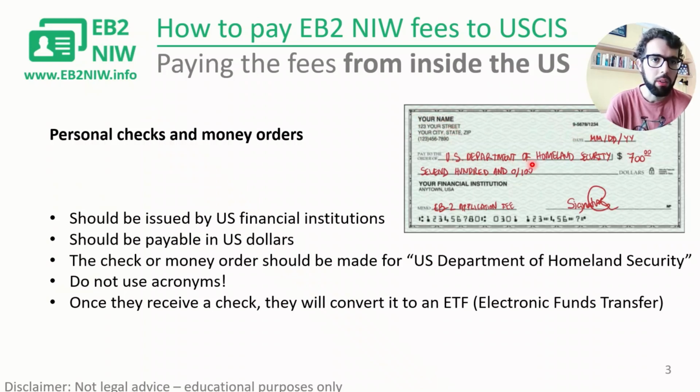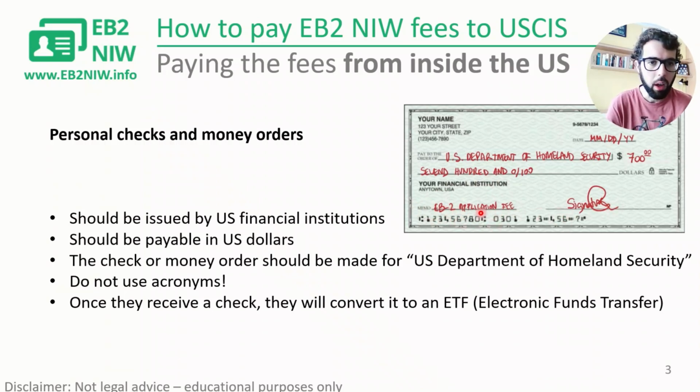Here is where you write US Department of Homeland Security, and they specifically say do not abbreviate, do not make it short, do not put, I don't know, USDHS or something like that. Put it all like this, and then the amount, spell out the amount in letters, that's always mandatory, and then you can put a memo saying what you are paying, for example I-140 fee, and then sign it.